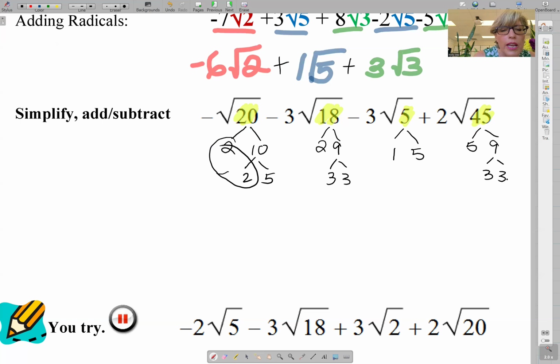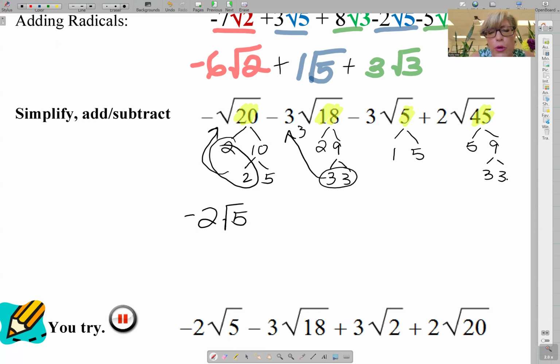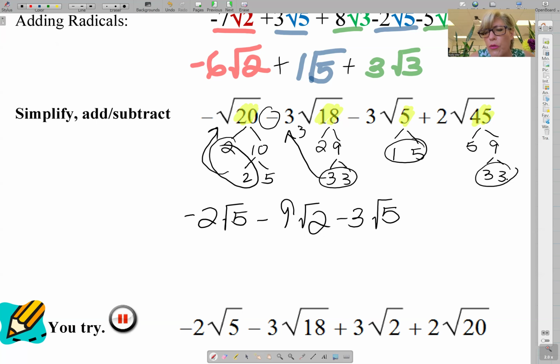I have a pair of 2's. They come out as a single 2. So that's going to be, don't drop your negative there, -2 root 5. Pair of 3's come out as an individual 3. 3 times 3. That's, careful with that negative sign, 9 root 2. Nothing comes out. So it's -3 root 5. The 3 comes out. It's 3 times 2. That's +6 root 5. Now, you collect like kinds.